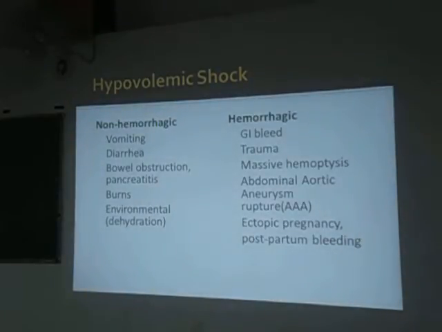Ectopic pregnancy can be concealed. If you take a regular scan at about 2.5 months, you may not see it, but the scan will help you in finding out whether there is any ectopic pregnancy if the person presents with pain. Postpartum bleeding due to rupture or any other causes.